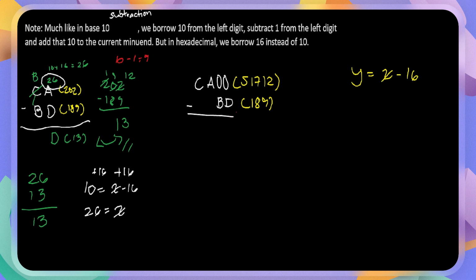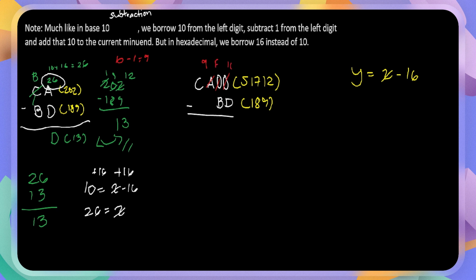0 minus D can't really subtract 0 and 13, so we just keep borrowing. We can't really borrow from 0, so we just keep borrowing. Now A can become 9 because we borrow, because 10 is equal to A in hexadecimal. So 10 minus 1 is just 9. And now we can have this as 16, our 0. But remember, we also borrowed from this digit. So that becomes 15, or F.